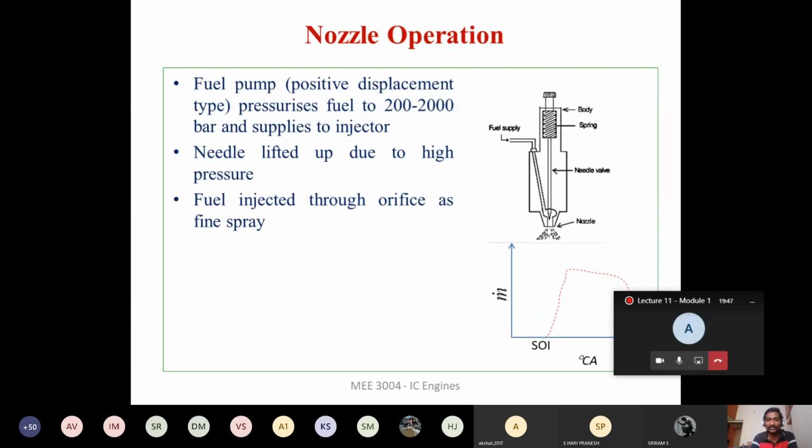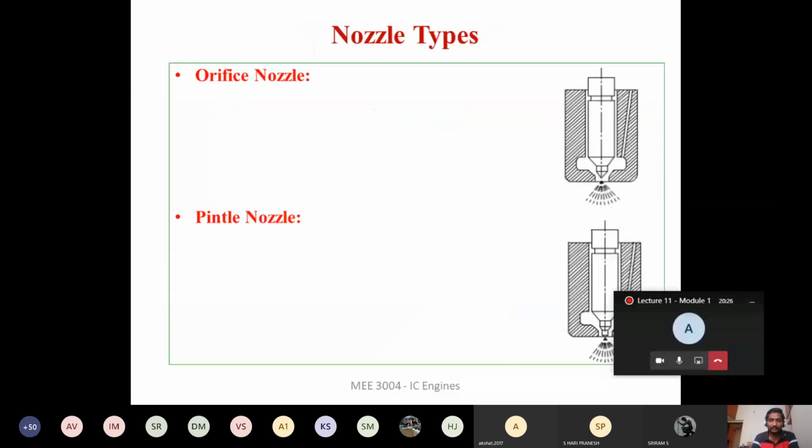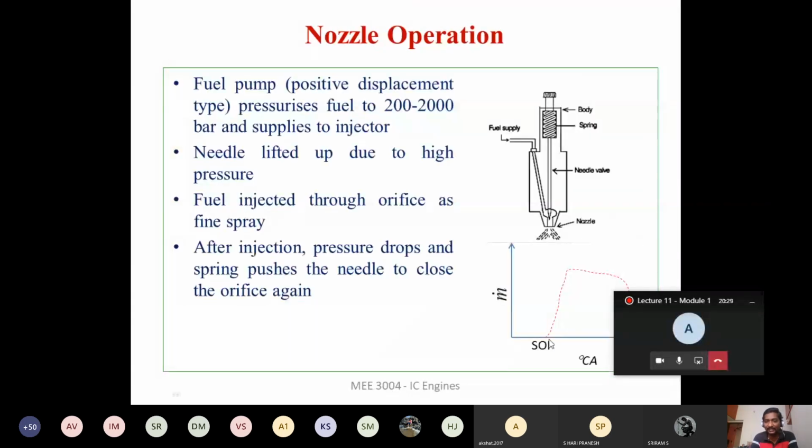Okay, so when the needle valve is open or when it moves up, the fuel is going to be injected through the orifice, in the case of a nozzle provided with an orifice. If it is a pintle, then the fuel is sprayed through the annular space between the pintle and the opening. After injection, the pressure difference between the bottom and above of this is going to vary, and thereby the needle valve moves down, closes the orifice, and the flow of the fuel is stopped. Okay, so this we have discussed already in the last lecture.